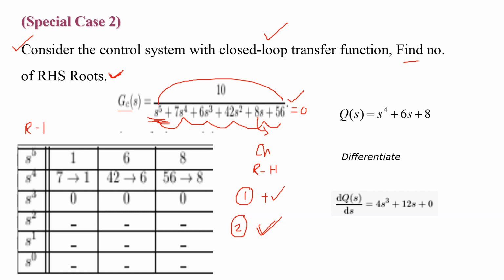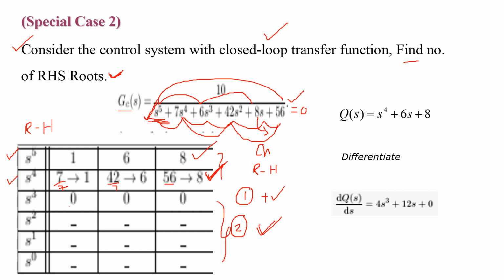This is our RH table. The first two rows of the RH table are from the characteristic equation. So s power 5, s cube and s power 1 are the elements of the first row. S power 4, s square and s power 0 are the second row elements. For simplification, divide the second row elements by 7. That is 7 by 7 is 1, 42 by 7 is 6, 56 by 7 is 8. Now by using these two row elements, we have to complete the RH table.